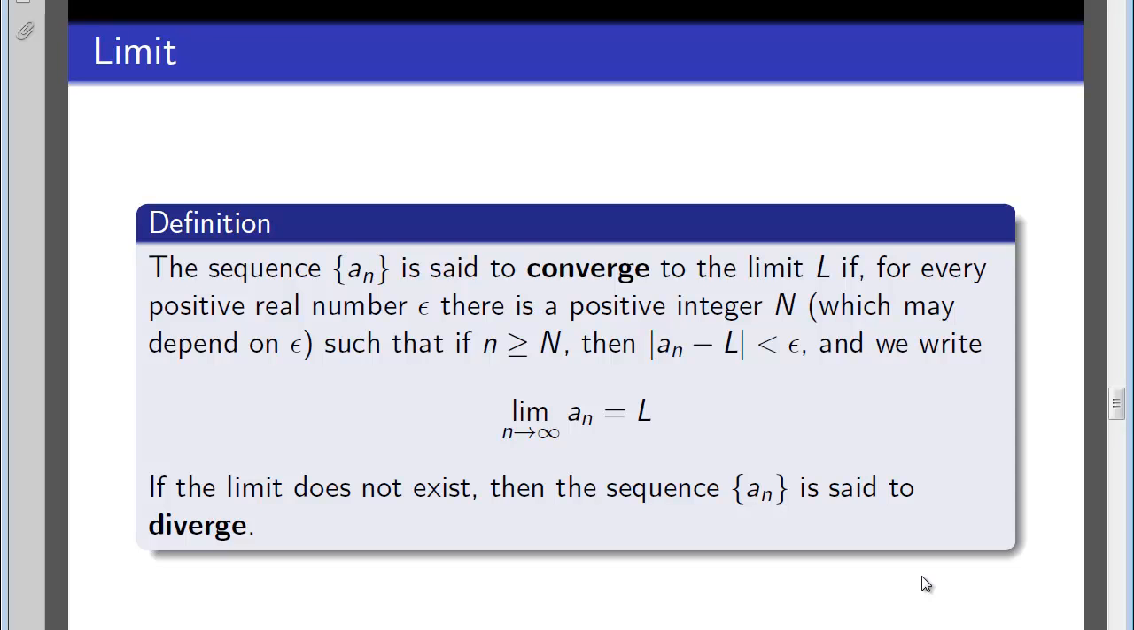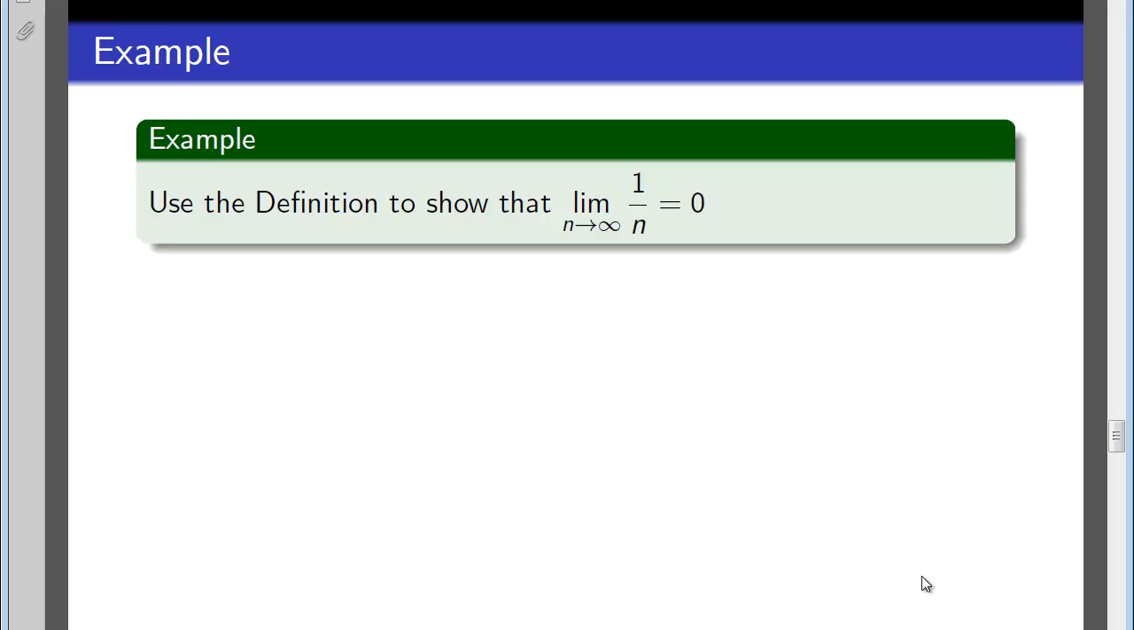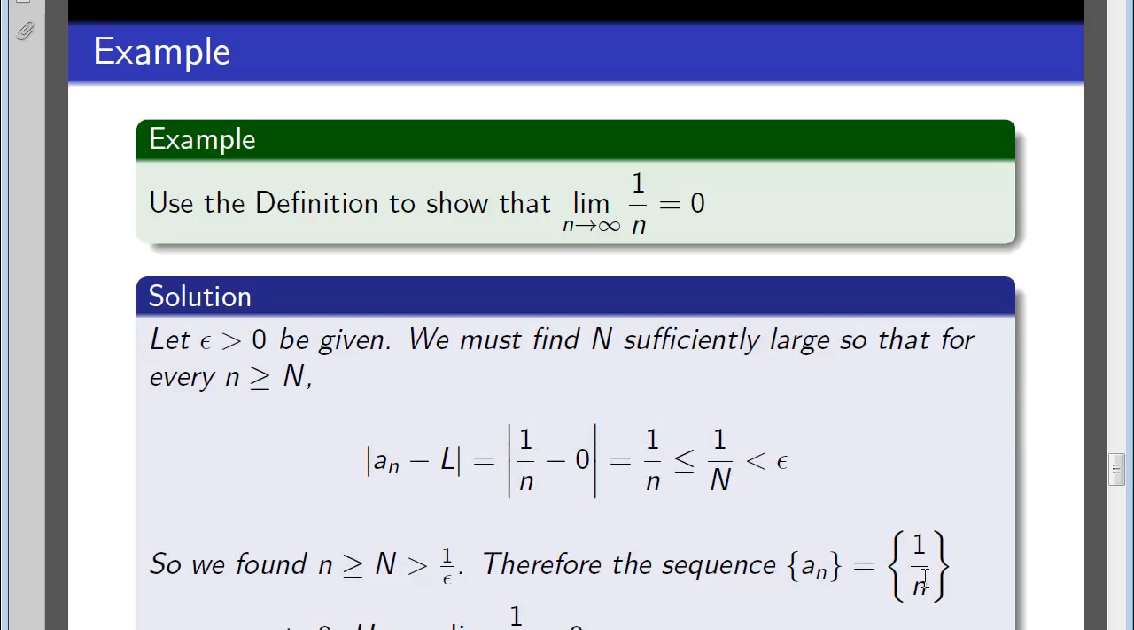Now we can apply this definition to the example 1 over n, and using the definition we can show that the limit of the sequence 1 over n is 0. That is, we can find a capital N which is larger than 1 over epsilon. So if we know what epsilon is, we also know what this capital N is. Certainly in the lectures you will find some more examples related to this topic.